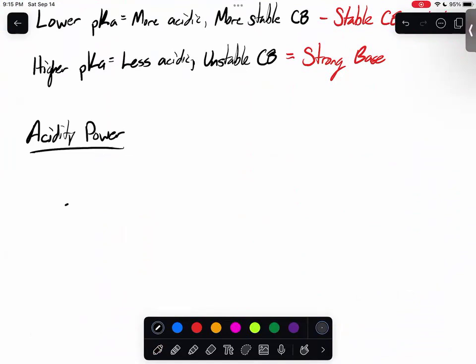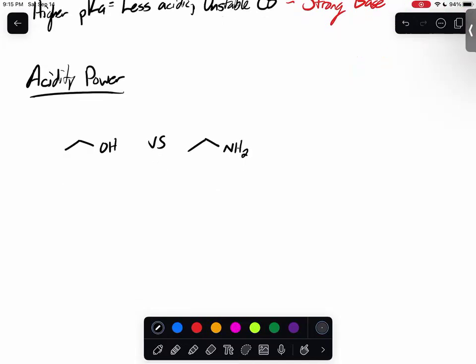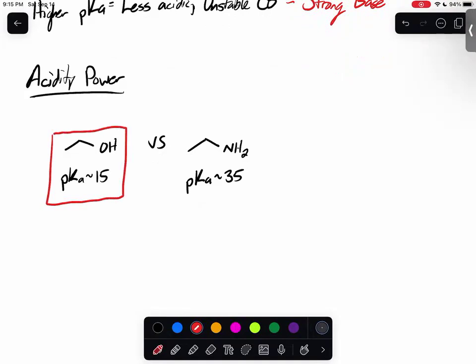So let's say that we were comparing the acidity of ethanol versus ethylamine, right? Looking at this, these are two different compounds that are found in that pKa table up there. So for the alcohol over here, the pKa is about 15. For the amine, the pKa is about 35. So if we asked which one is more acidic, the first thing you should think of is, well, the alcohol has the lower pKa, therefore it is more acidic, right?